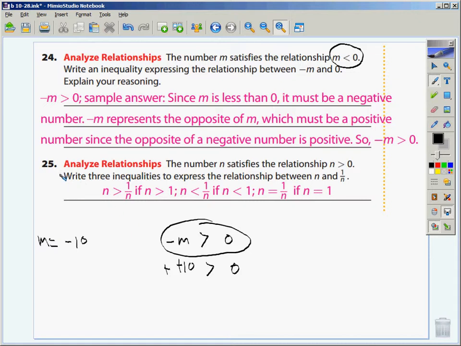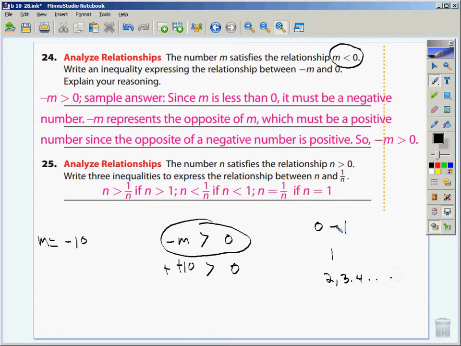On number 25, you have to think about 3 unique cases of numbers. They told me n had to be greater than 0, so I'm definitely not dealing with negatives. But I could be dealing with a number between 0 and 1. I could be dealing with 1, and I could be dealing with numbers that are greater than 1. Maybe 2, 3, 4, and so on. Okay?